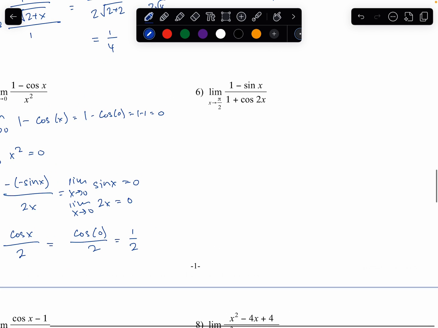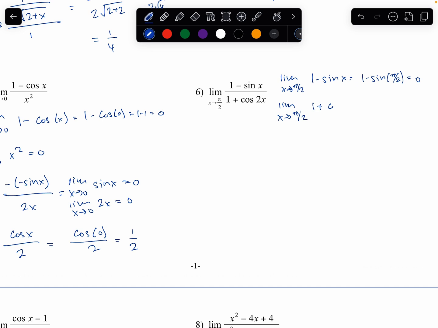Okay, so we'll do the limit as x approaches pi over 2 of 1 minus sine of x, which is equal to 1 minus sine of pi over 2, and sine of pi over 2 is 1, so this is equal to 0. Then we'll do the limit as x approaches pi over 2 of 1 plus cosine of 2x, which is equal to 1 plus cosine of pi, and cosine of pi is negative 1, so this becomes 0. So now we'll do the limit as x approaches pi over 2.